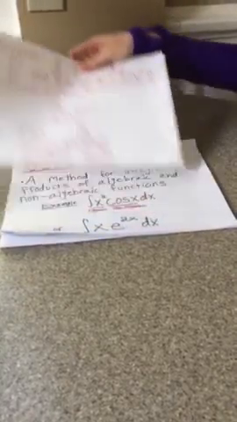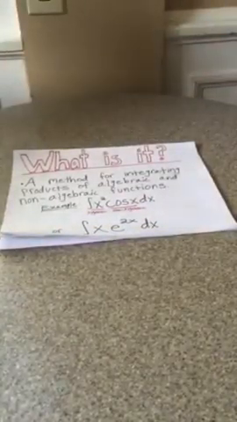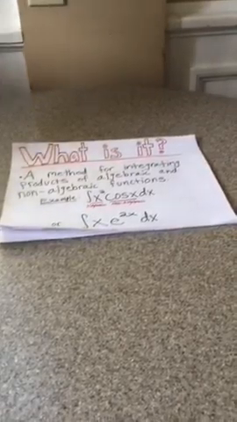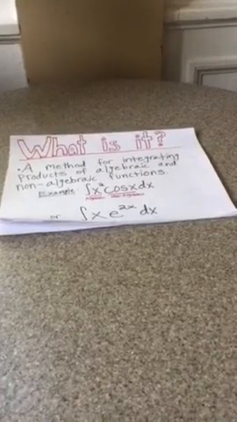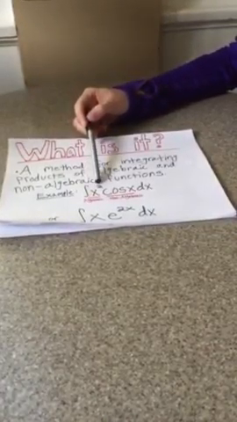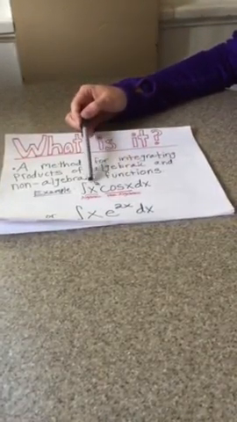Integration by parts. What is integration by parts? Integration by parts is a method for integrating products of algebraic and non-algebraic functions. For example, the integral of x squared cosine of x dx. X squared is our algebraic function and cosine of x dx is our non-algebraic function.